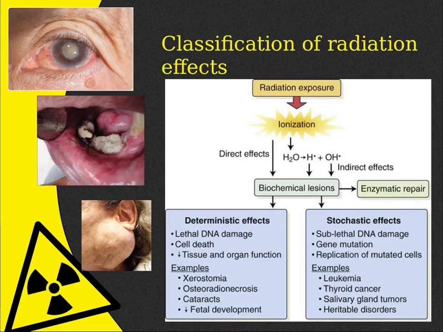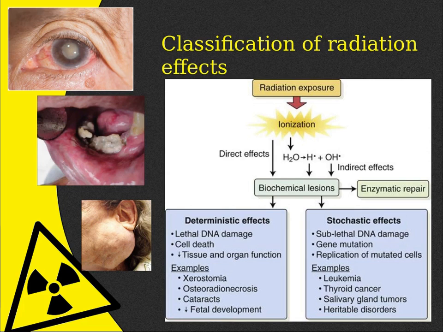Radiation exposure, as we say, ionizing radiation, could directly cause a biochemical lesion or act indirectly by producing something called free radicals. Radiation will interact with H2O, and it will give us H plus and OH free radicals, and those free radicals will damage the DNA.